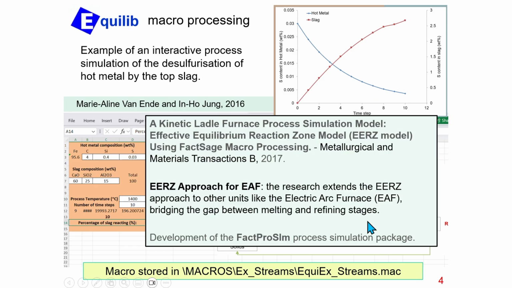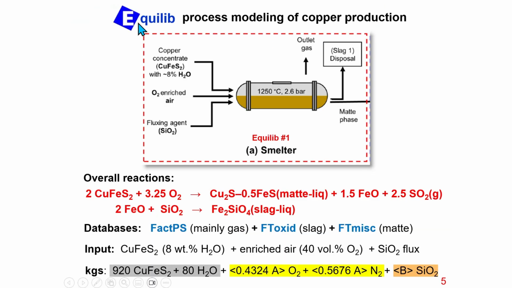So let us look at the options we have today with our processing systems. We're going to start off with Equilib, simulation of copper production. This is basically a simulation of the Noranda-like process, and it's a great example of high temperature pyrometallurgical processing because we have 1250 degrees Celsius, we have reactions involving a metal, a matte, a slag, a gas, and possible solids and so forth. The input to the reactor is the copper concentrate, oxygen enriched air, and silica fluxing agent.